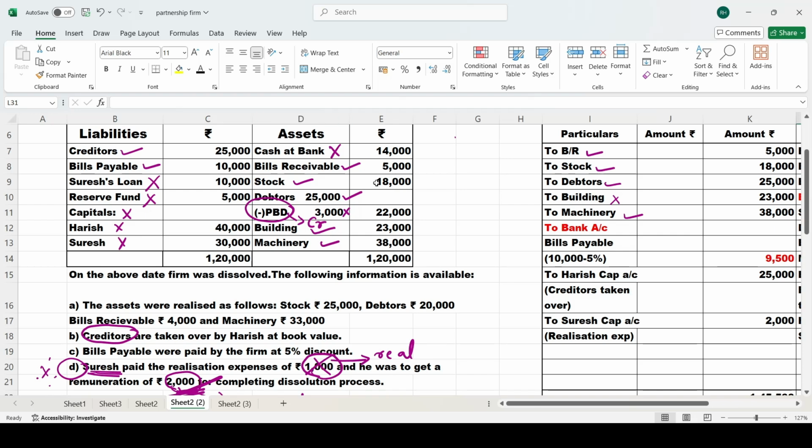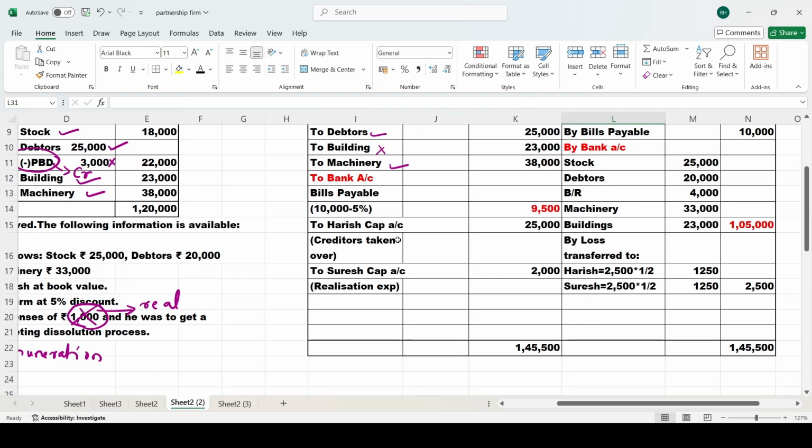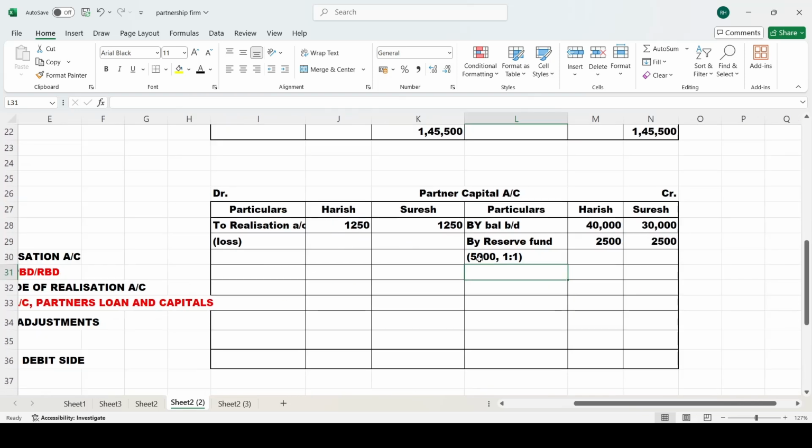Now next, has any partner taken any assets or liabilities? Yes, we all know that Harish has taken the creditors, that is, the liability was taken over. See, this is recorded in the debit side, so it will come to the credit side by realization account. In the bracket, only one item is there, so I am writing it directly as creditors taken over.